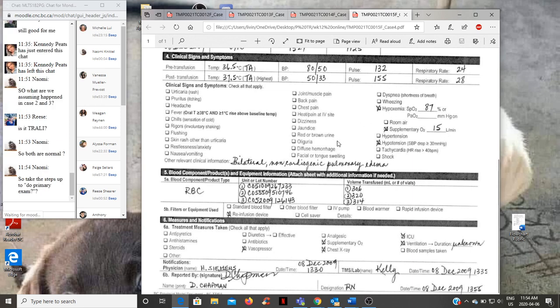So this would be a good indication that transfusion-related acute lung injury is happening because of the pulmonary edema, the decreased oxygen, and hypotension. What would be definitely follow-up to this would be a chest x-ray. Oh, and there it is. They did do a chest x-ray. So the physician and pathologist would be having a look at that.